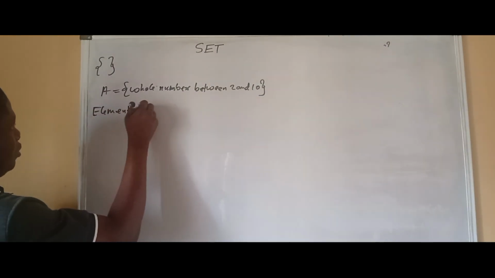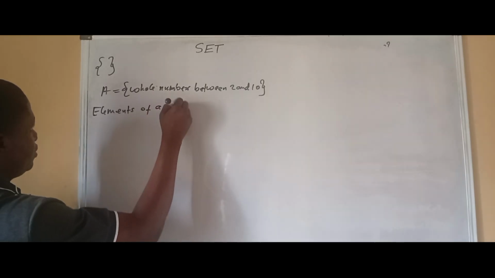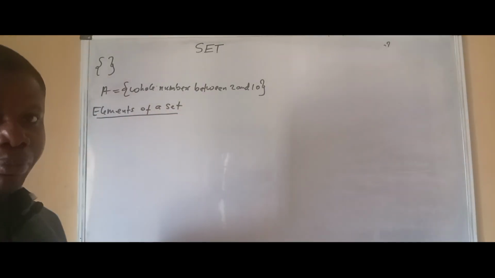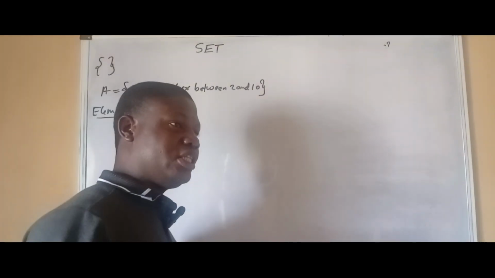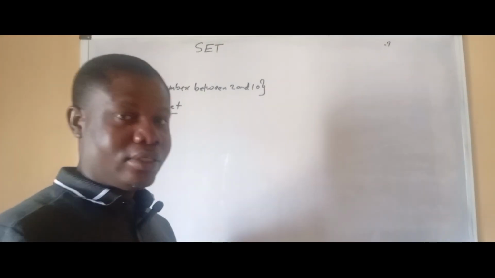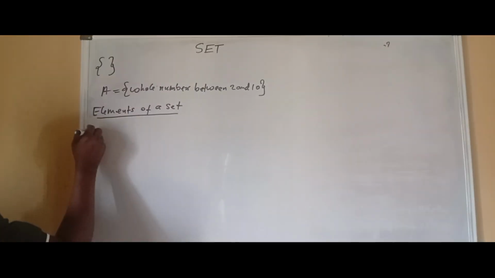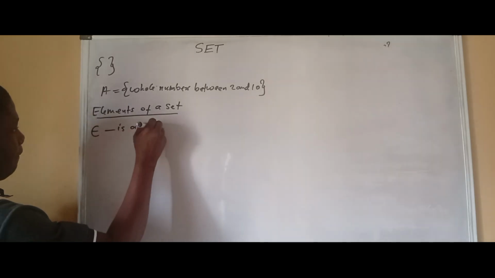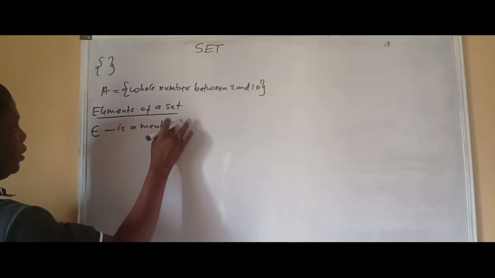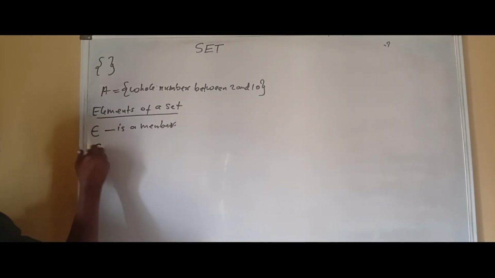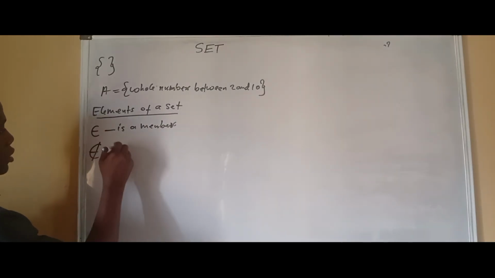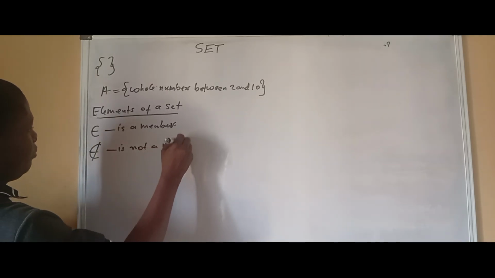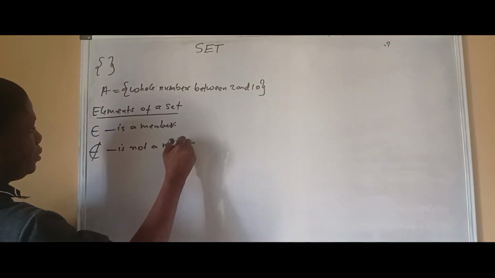The elements of a set are the things that belong to that particular set, or we can call them the members of that particular set. And we use this symbol to represent "is a member", and this symbol to represent "is not a member".